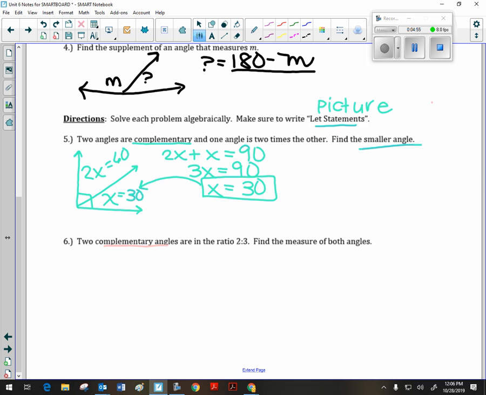When I move on into question 6, the wording that I see in question 6 starts out with two complementary angles again, so I know that I'm drawing that same picture, a right angle being split up into two parts, and in this case it says a ratio of 2 to 3.